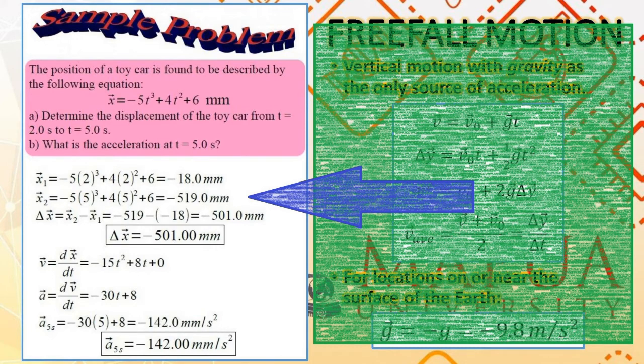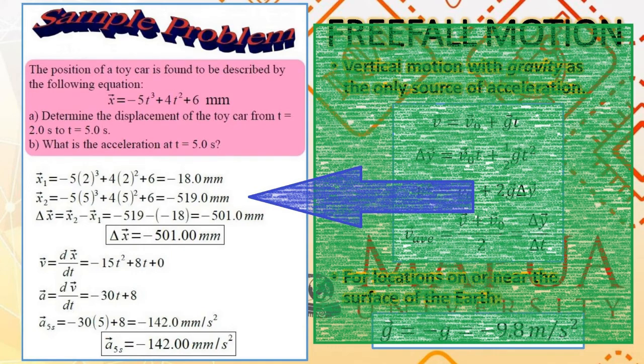What is provided is the equation for position. So all we need to do is get the position for t is equal to 2 seconds and the position for t is equal to 5 seconds. And if we get the difference between the two, we get the change in position, we get the displacement of the toy car. So plugging in 2 seconds into the equation, we get x1. x1 is equal to negative 18 millimeters.